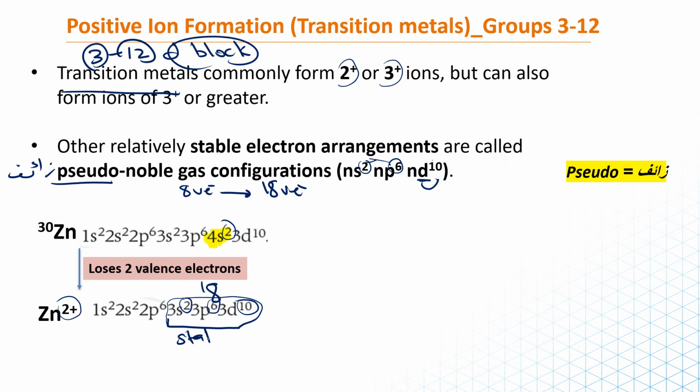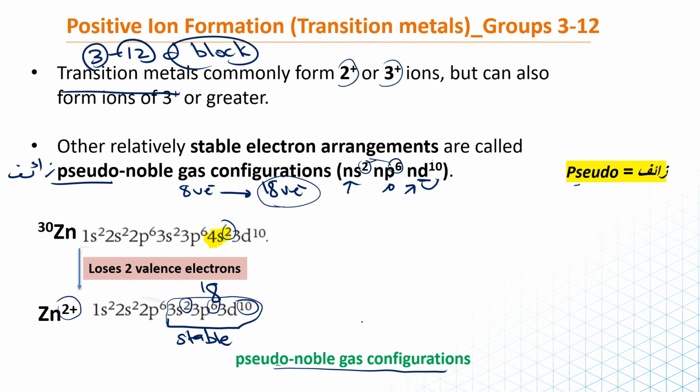This is actually stable. هذا هو الإكسبشن الاستثناء. الاستثناء إذا عندنا 18 valence electron في ال S وال P وال D, we call it pseudo noble gas configuration. يعني يشبه النوبل gas configuration لأنه ال D full وال P full وال S full. Okay guys, so this is a pseudo noble gas configuration.